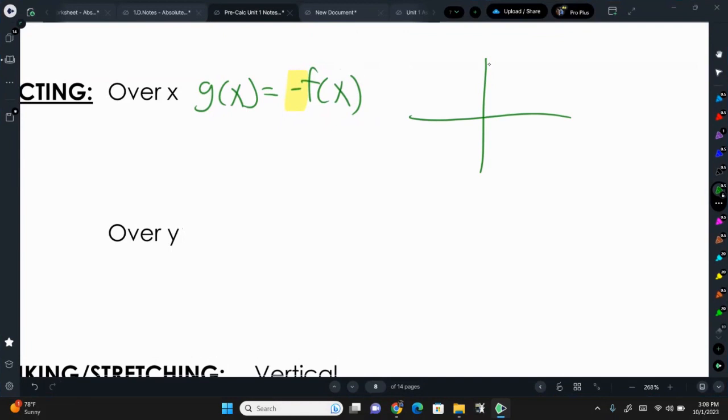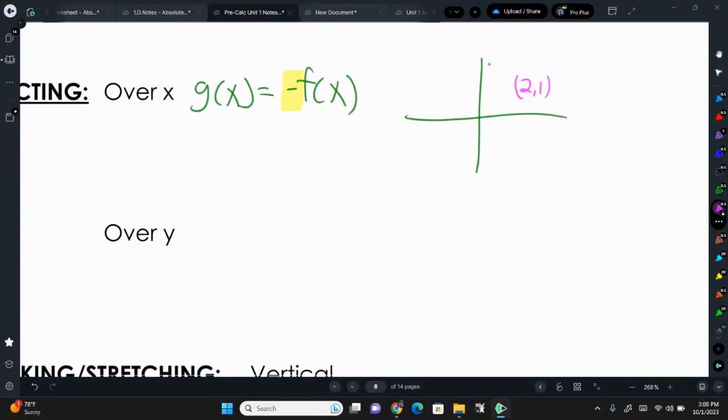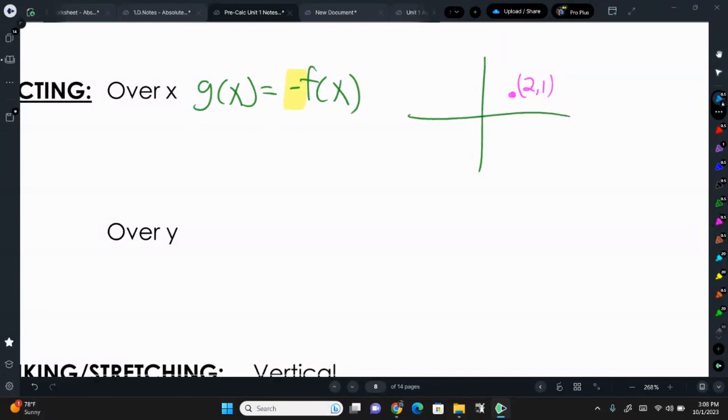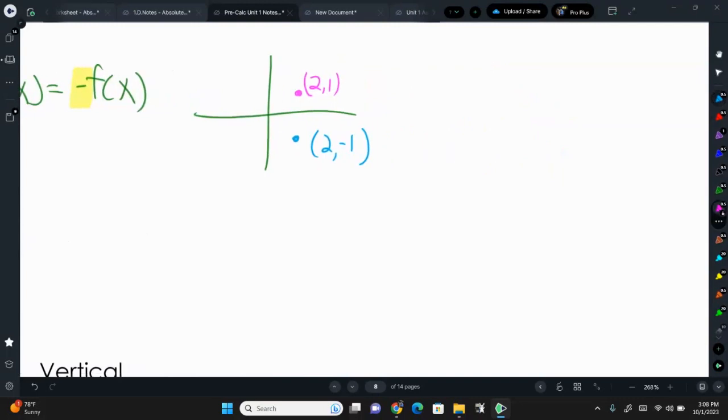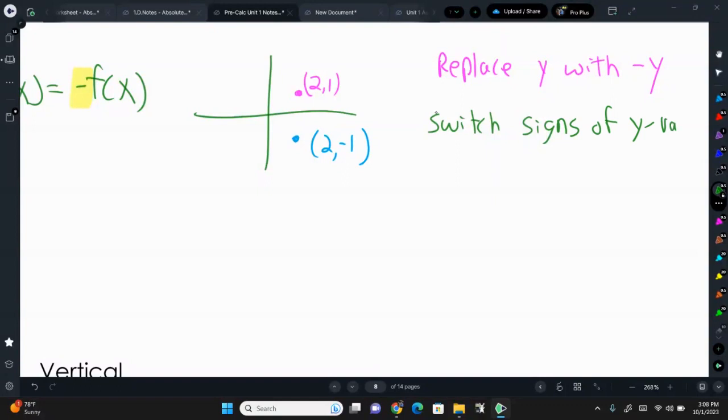What that would look like is if we had the point here of 2, 1. If this was a point 2, 1, then the reflected point would be down here at 2, -1. So reflecting over the x-axis changes the sign of the y-coordinate. So we replace y with the opposite of y. Not negative, because if it's already negative, then it becomes positive. So switch signs of y values.